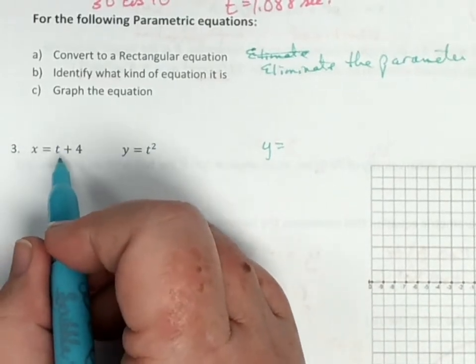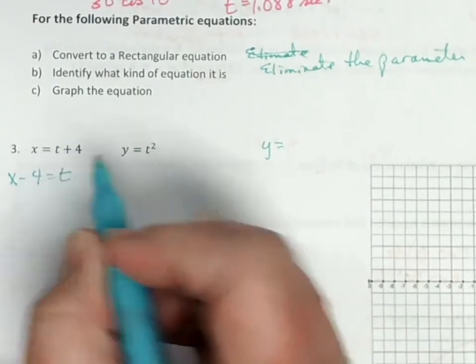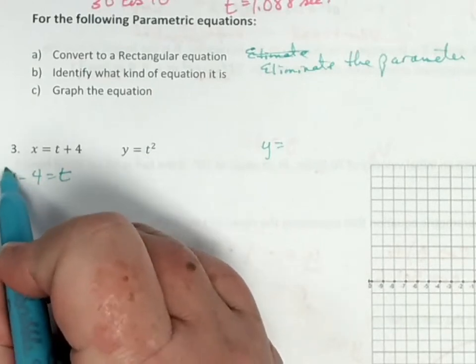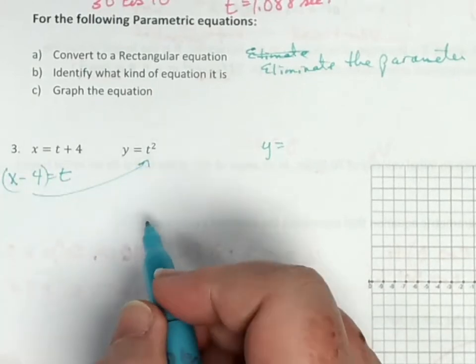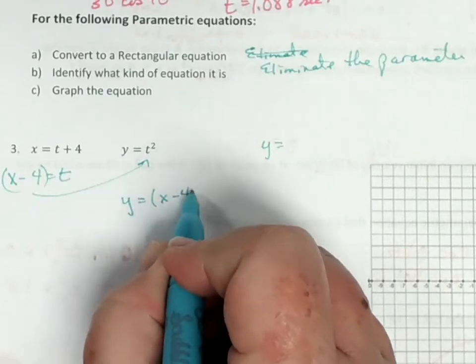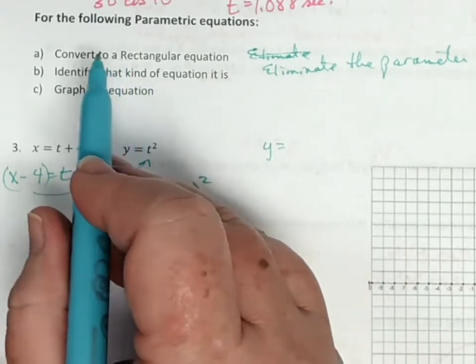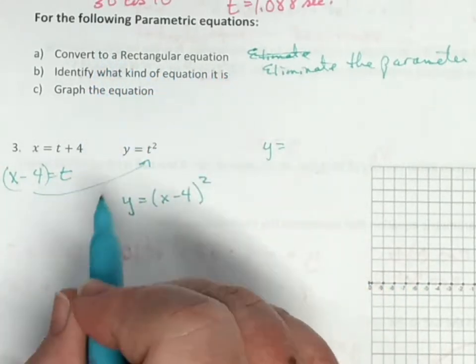So remember, we isolate t, we did this last time, x minus 4 equals t, and now I'm going to plug this in for t and replace it. So I've got y equals x minus 4 all squared. Okay, no letter t anymore. We just converted to rectangular equation.